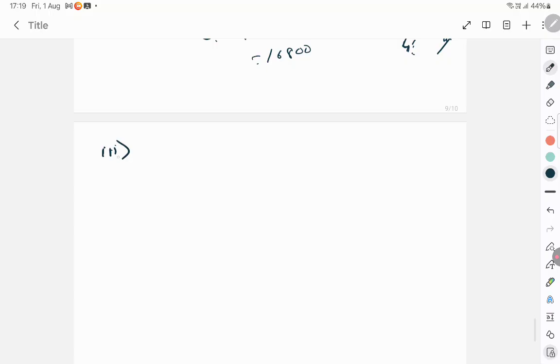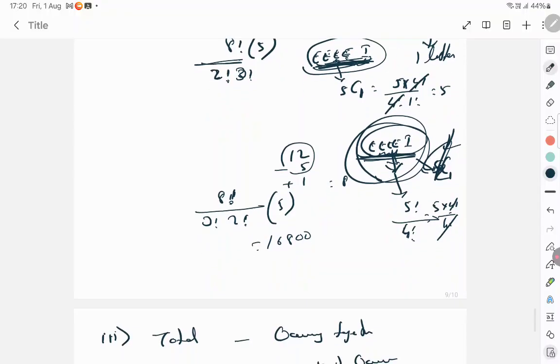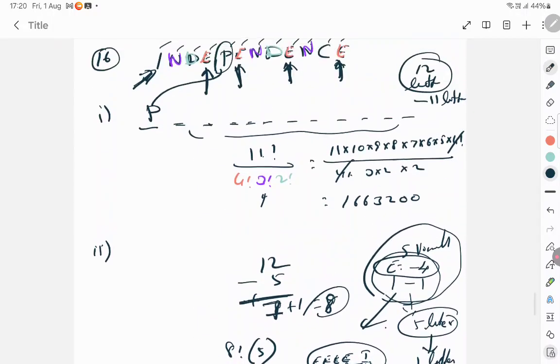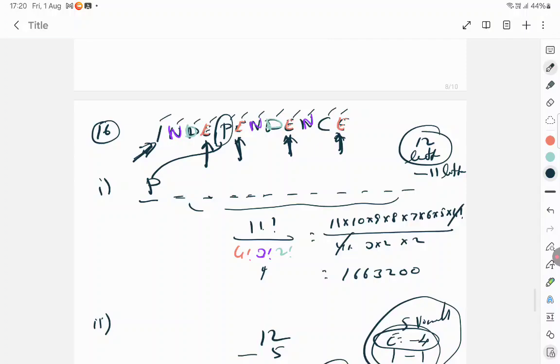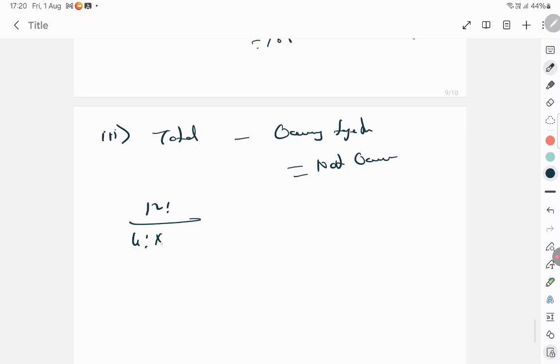The third sum: do the vowels never occur together? You know, total minus occurring together will give you not occurring together. So total will be, you already found what is the total from the first equation. No, in the first equation we fixed P, so we can't say that. Total is 12 factorial by what are the repeats. How many times is E occurring? 1, 2, 3, 4. So by 4 factorial, and N is occurring 3 factorial, D is occurring 2 factorial. So these are the repeats.